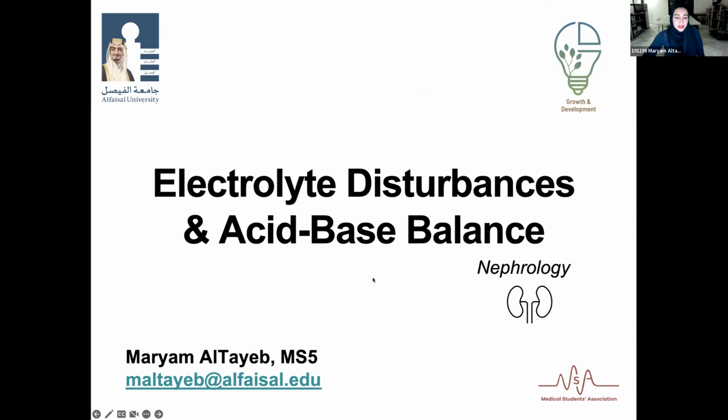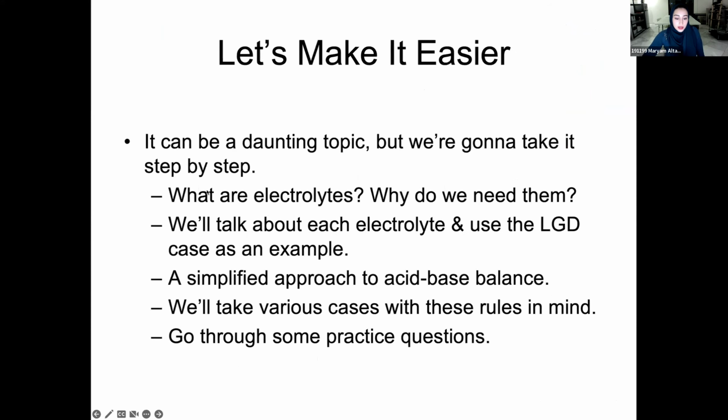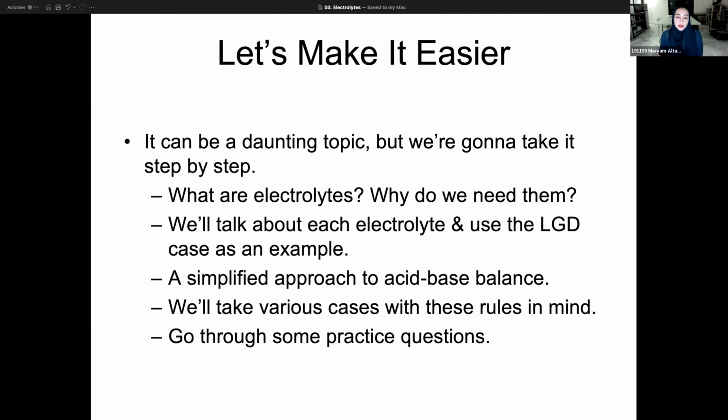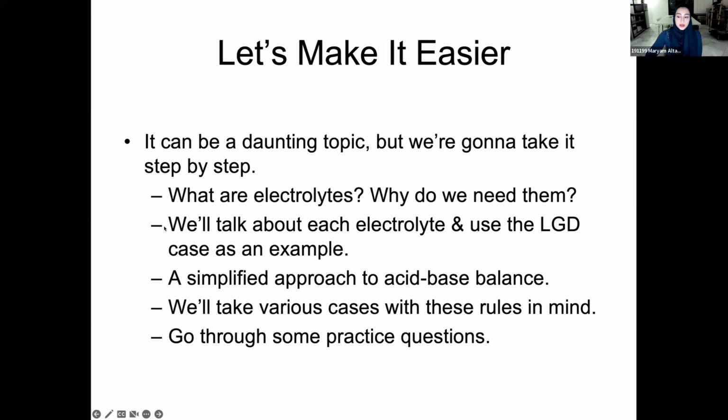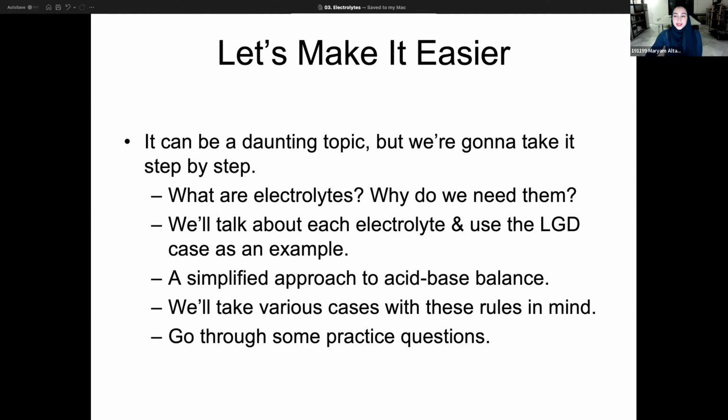All right, so I'm going to basically start by explaining to you guys what are electrolytes in the first place. Why do we need them? We're going to talk about each electrolyte and use the LGD case as an example for hyponatremia. Then I'm going to give you a document that I made 2 years ago when I was in third year as a general algorithm for acid-base balance. And through that, we're going to take the LGD cases as well and go through everything with these rules in mind. So inshallah, by the end of this, you guys are going to understand acid-base much better. And I hope it will be an easier topic to digest, so to speak.